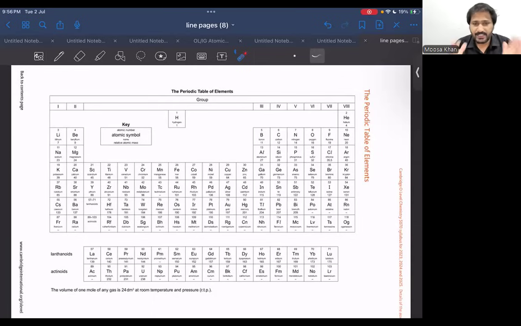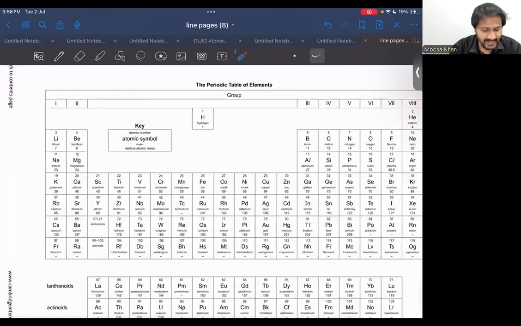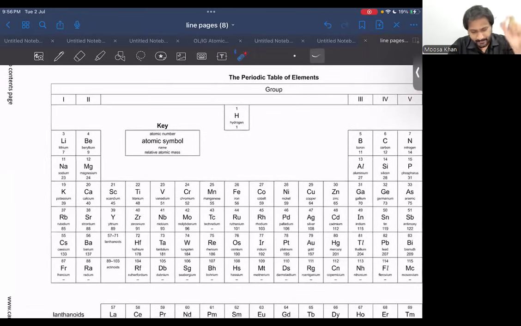Just imagine the beauty of chemistry: everything in the whole universe is made from what is in front of you. Now, the periodic table shows the elements. Actually, in the periodic table, each element is represented by its single atom.